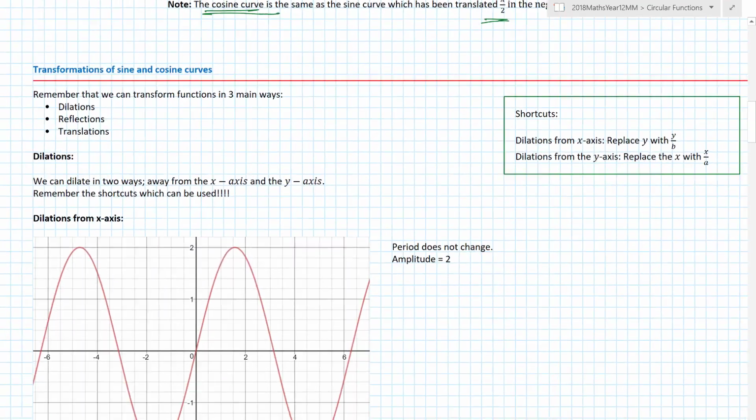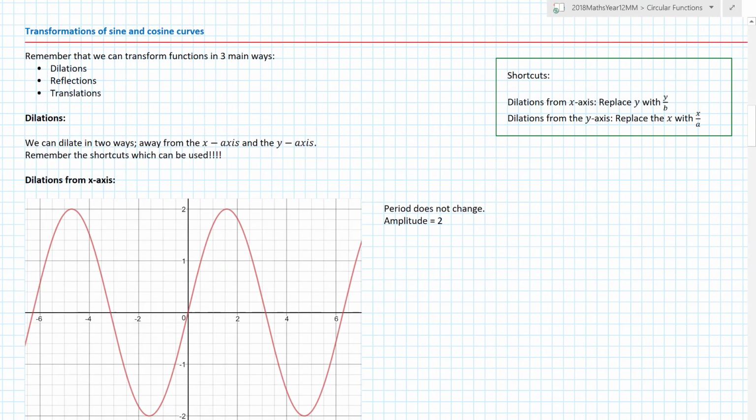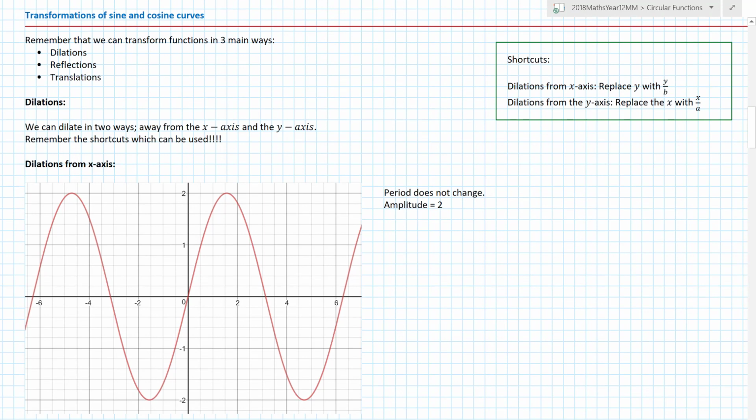All right, so transformations of sine and cosine curves. Remember, once again, as we've done all the time, we dilate, we reflect, and we translate. Now, dilations can actually happen in 2 ways. They can happen from the x-axis and from the y-axis. Now, dilations from the x-axis are super, super important in maths.